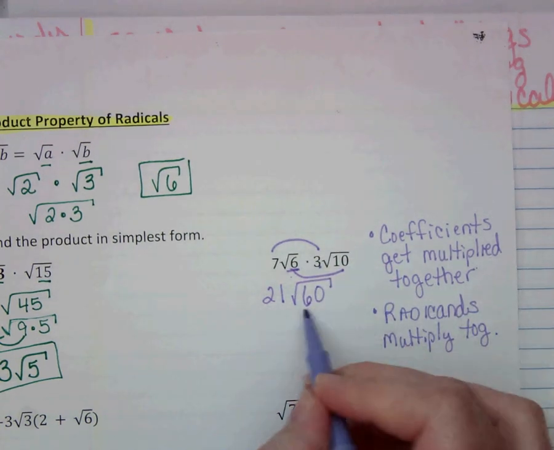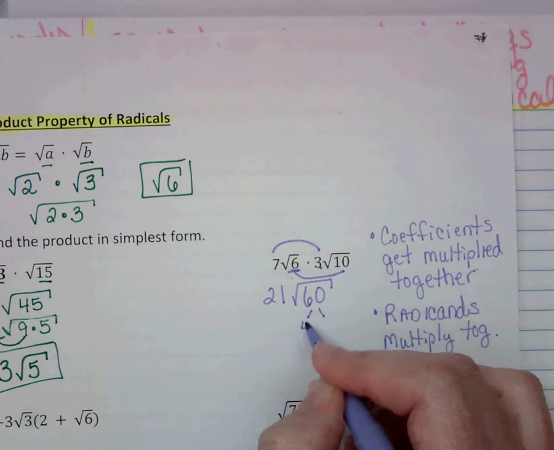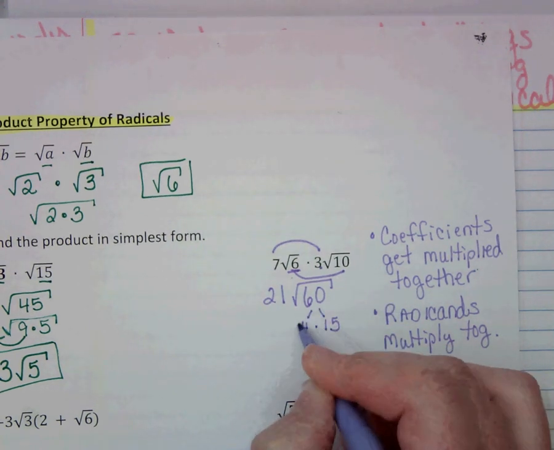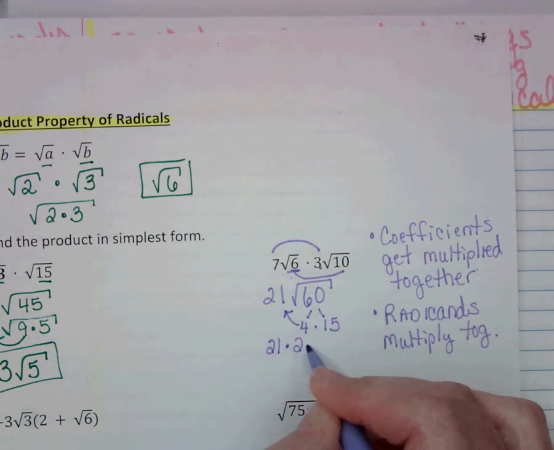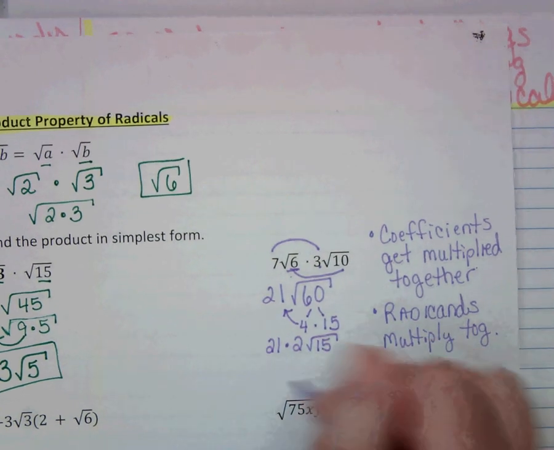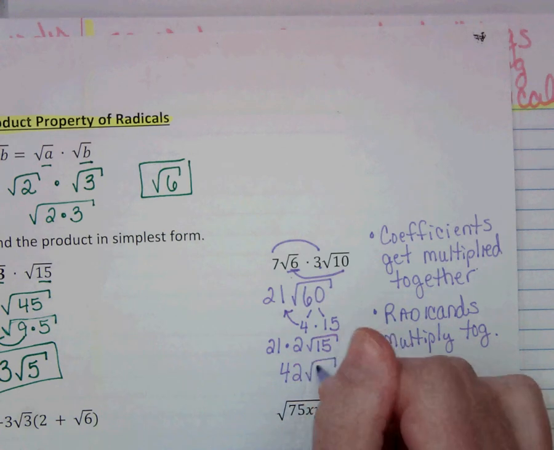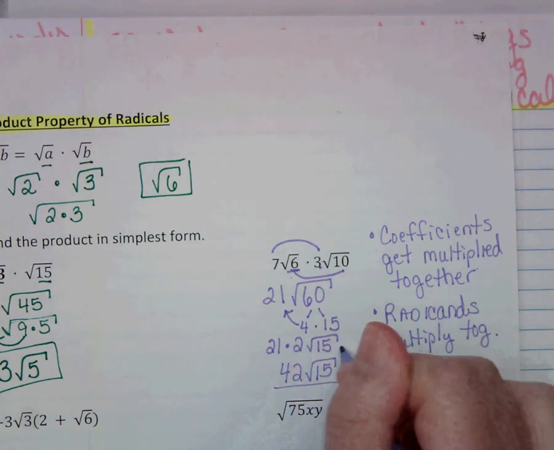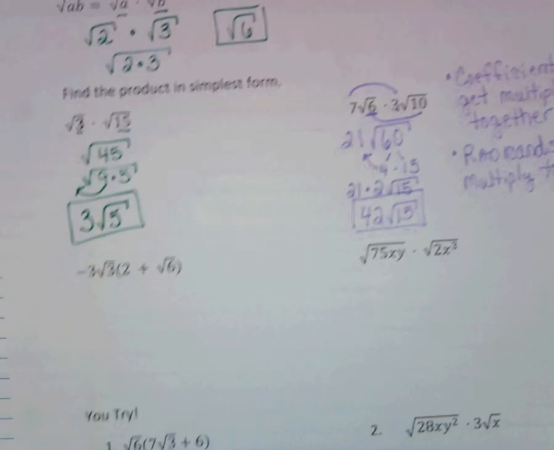But now I need to see, does 60 have any perfect squares in it? It sure does. It has 4 and 15. So the square root of 4 is 2, and I'm just writing that so we understand why and what we're doing. And so 21 times 2 would be 42. So in simplest radical form, this would be 42 the square root of 15. Okay, let's look at another one.